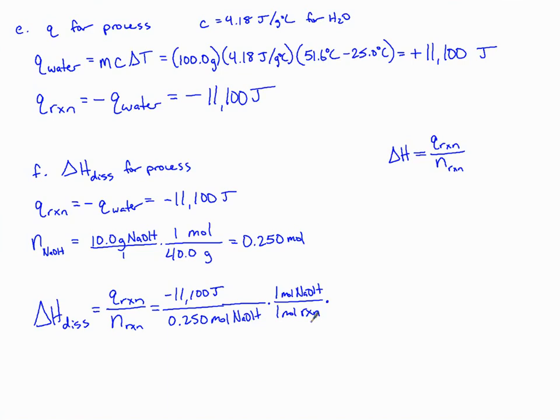And lastly, delta H's have units of kilojoules per mole, and so we need to change this. There's 1,000 joules in 1 kilojoule. Once we go ahead and solve this, we find negative 44.5, and that is kilojoules per mole.